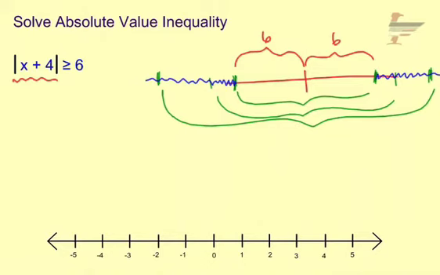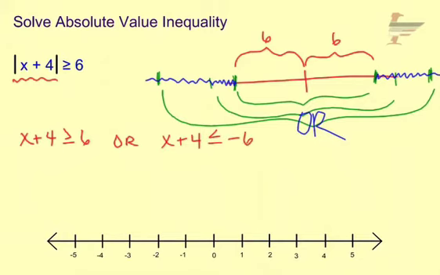So we're going to rewrite this as a compound inequality. When the shading is like that, it becomes an or compound inequality. So we're going to write this as two statements. We're going to say x plus 4 is greater than or equal to 6, just like we see it, or x plus 4 is less than or equal to negative 6. And then we're going to take each of these, solve for x, and plot our solution on the number line.